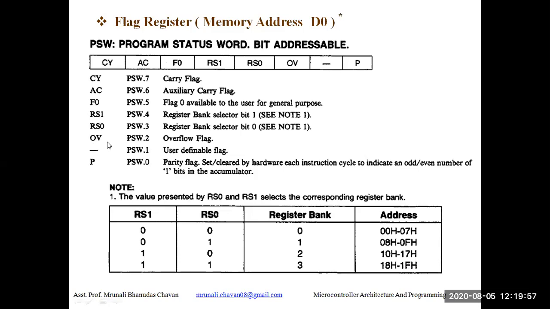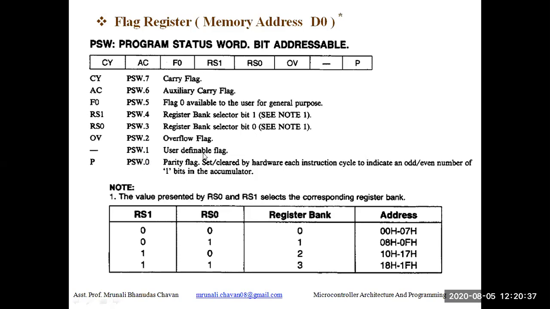Next one is OV, that is overflow flag. It is PSW.2. There are two conditions to set this overflow flag actually. Whenever there is a carry generated from D6 to D7 but not from D7 out, and in second case, that is carry generated from D7 out but not from D6 to D7. In these two conditions, this overflow flag will be set.